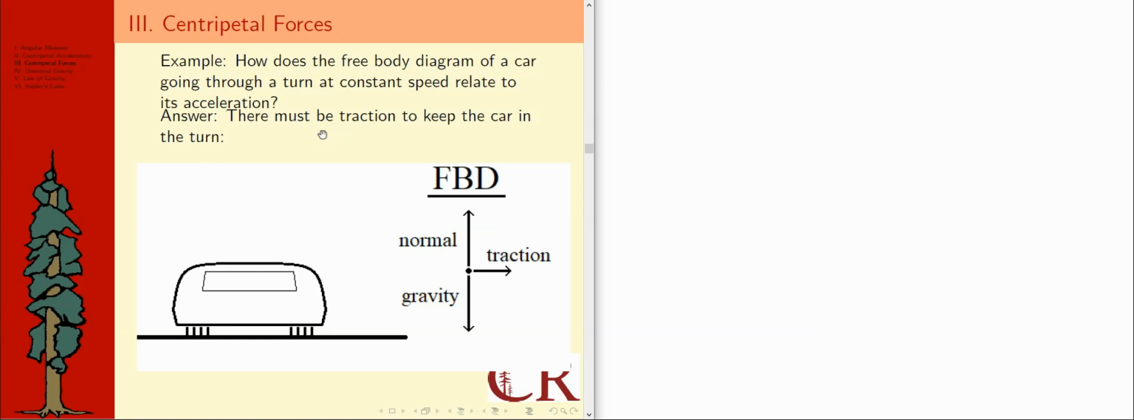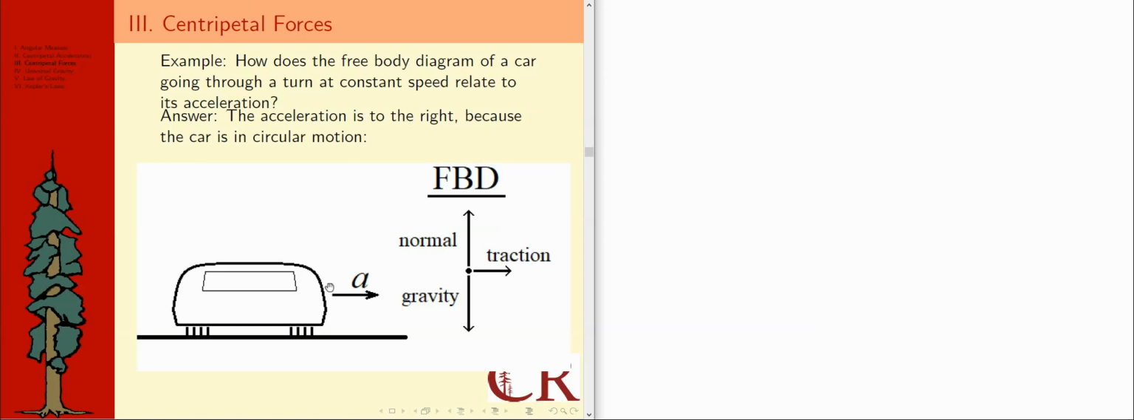I've put them in words because I actually developed these pictures for a conceptual physics class, so we use different notation than we tend to use in this class, but that's perfectly fine. In this class, I might say F sub G, F sub N, F sub T for traction, or maybe F sub F for static friction, right? So there it is. There must be traction to keep the car in the turn. And then how does that relate to the acceleration?